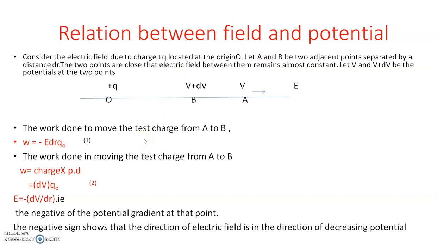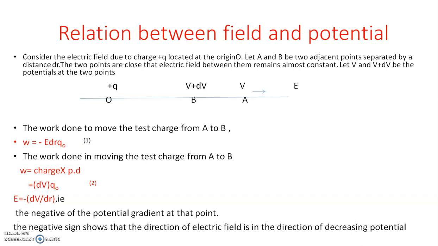Now again we can write work done is equal to charge into potential difference. In the beginning of the chapter we discussed that potential difference is work per unit charge, or work done can be written as charge into potential difference. So here what's the potential difference? V plus dV minus V, which is equal to dV into Q0. Charge is Q0. So if you compare, both are the work done to take the charge from A to B.